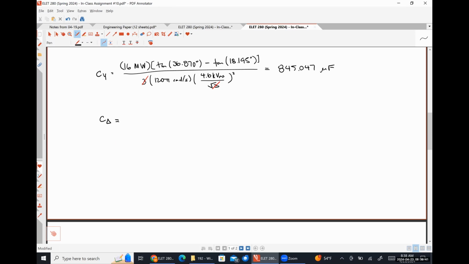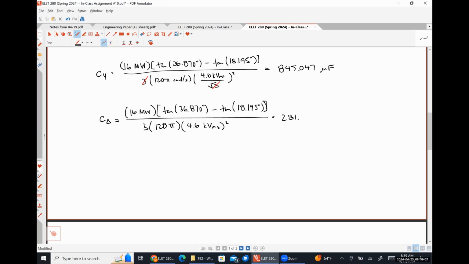100% right. So I'm going to write all that down, and then we're going to talk about a couple of things here. So 16 megawatts times tangent 36.870 degrees minus tangent 18.195 degrees, all divided by 120 pi times 3 times 120 pi times 4.6 kilovolts RMS quantity squared, which comes out to be 281.682 microfarads.